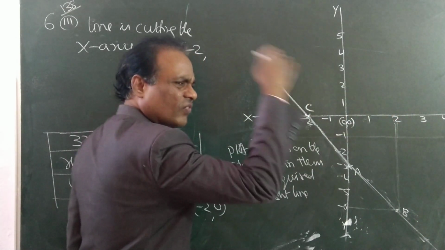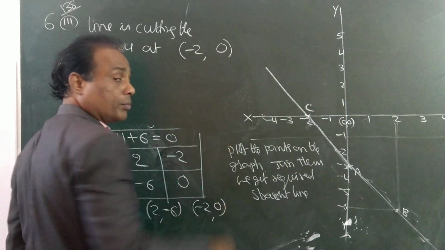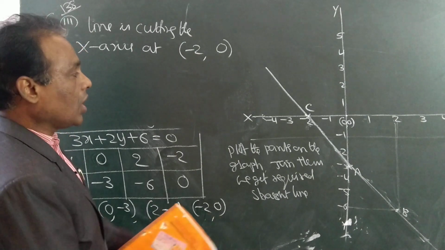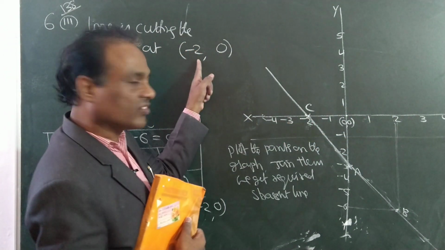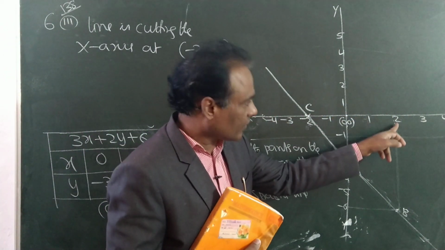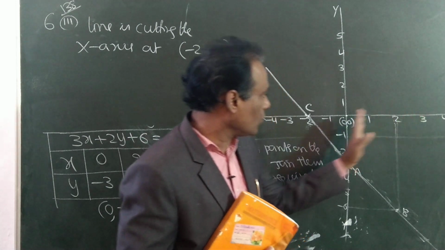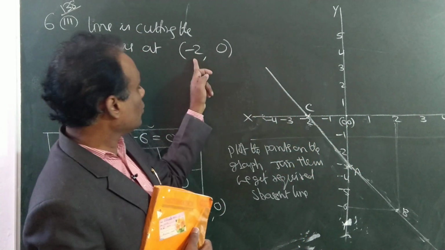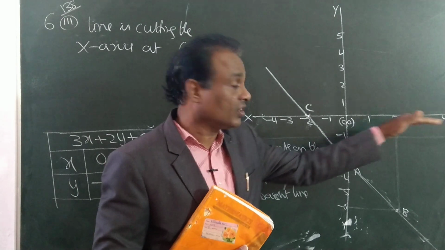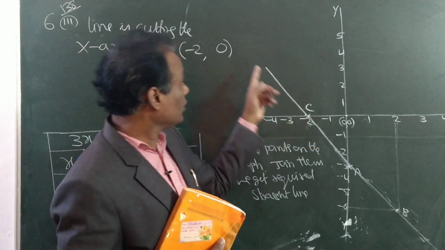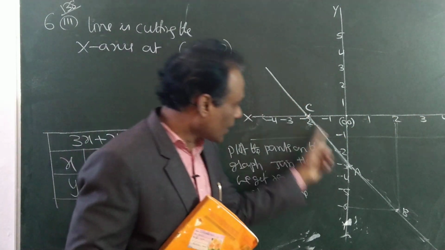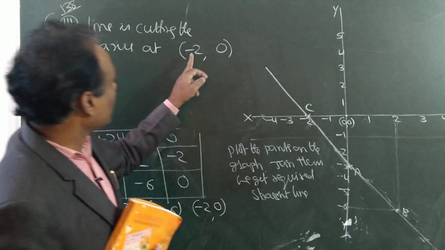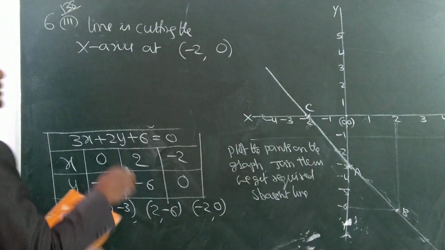On the x-axis, the y value will always be 0. Remember this important concept. On x-axis there will be only x values: x value 1, x value 2, x value 3, x value 4, x value minus 1, x value minus 2. But on the x-axis, the y value will always be 0. So that means the graph is cutting the x-axis at minus 2 comma 0. Next.